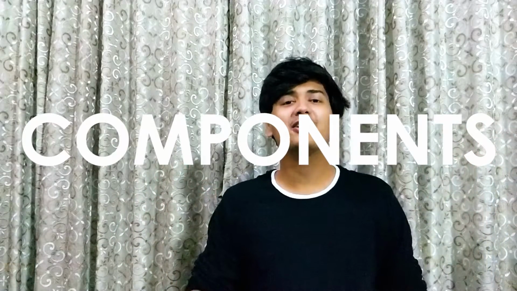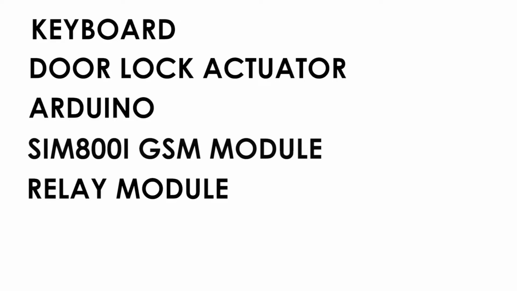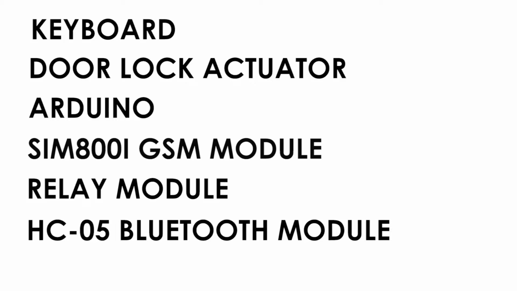So the components that you're gonna need for this home automation is a keyboard, a door lock actuator, an Arduino, a SIM800L GSM module, a few relay modules, an HC05 Bluetooth module, and also a PIR sensor. And these must be enough. And also the software that you need is an Arduino IDE. Those are the components and that is the software. The download link for the software will be down below.